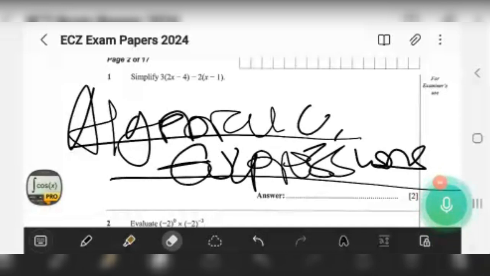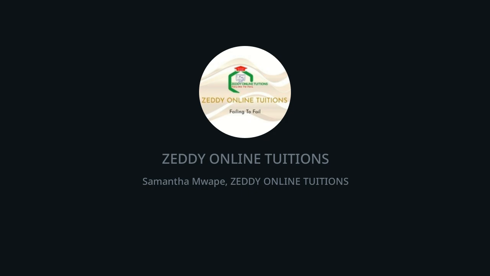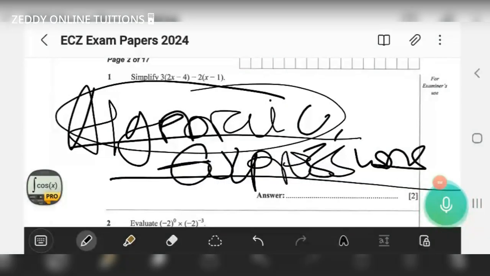I can only see... What is this? Can you see my expression? Terrible handwriting. Yeah, I've seen it. I can only see... What is it? Expression. You can't see this word? Expression, yeah. Yes.